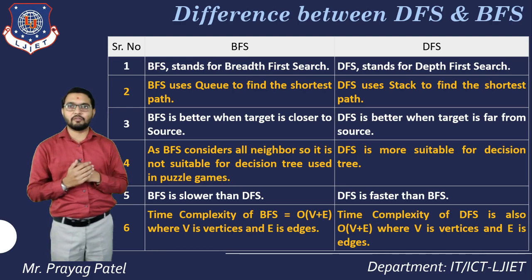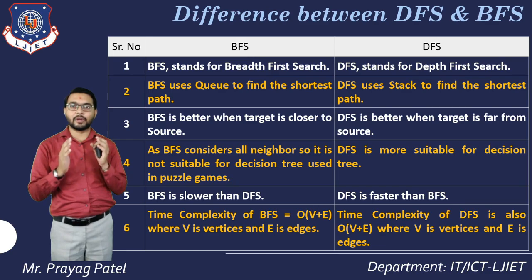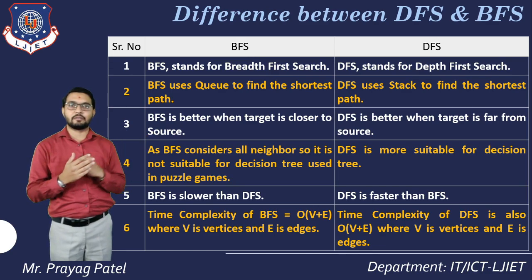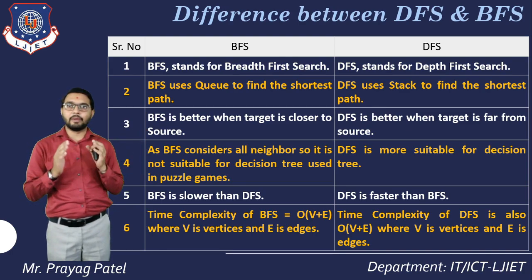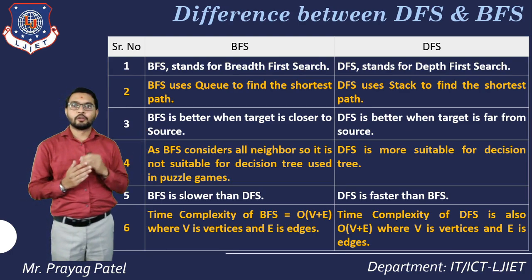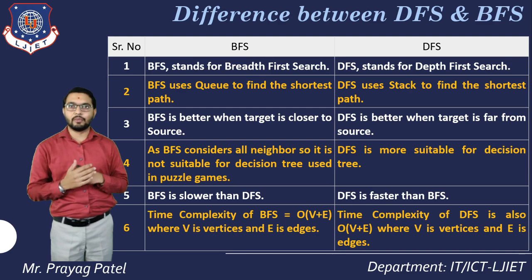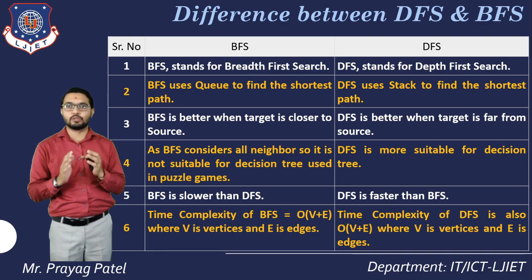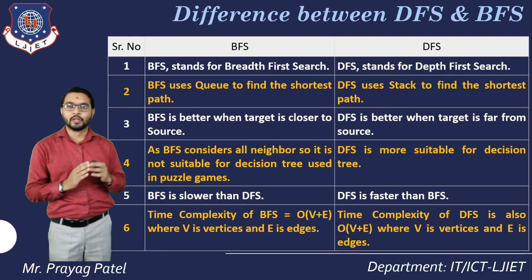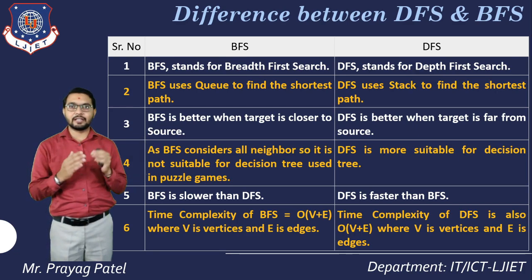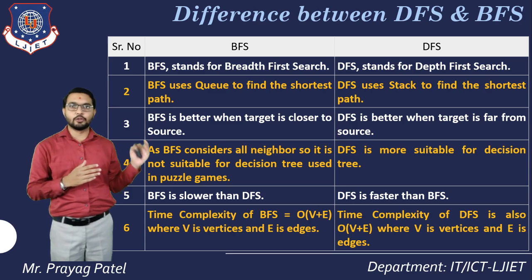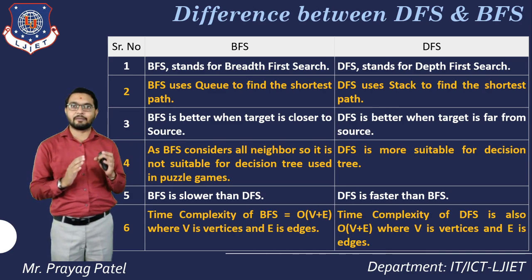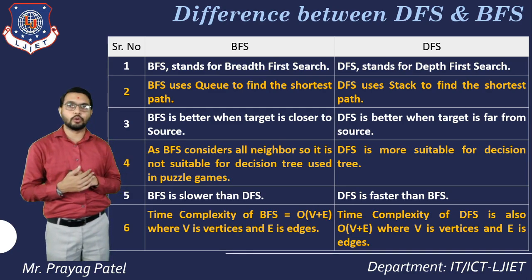Now the first difference between BFS and DFS is that BFS stands for breadth first search and DFS stands for depth first search. Consider the second point: BFS uses a queue to find the shortest path. Means to find the shortest path we use the data structure queue. In DFS, we use the stack. Means we use the data structure stack for the depth first search algorithm.